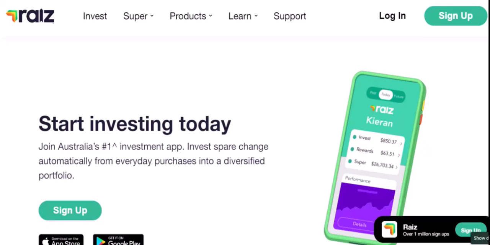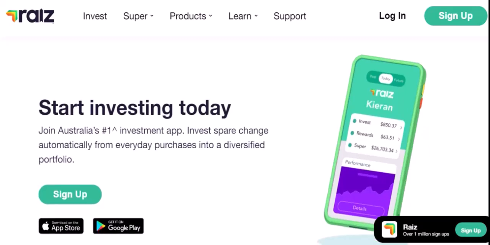How does Raiz work? So, how does this magic happen? It's all about automation and diversification. The app takes the small amounts you've rounded up and invests them into a mix of assets, including stocks, bonds, and property. This diversification helps to spread risk and potentially boost your returns over time.